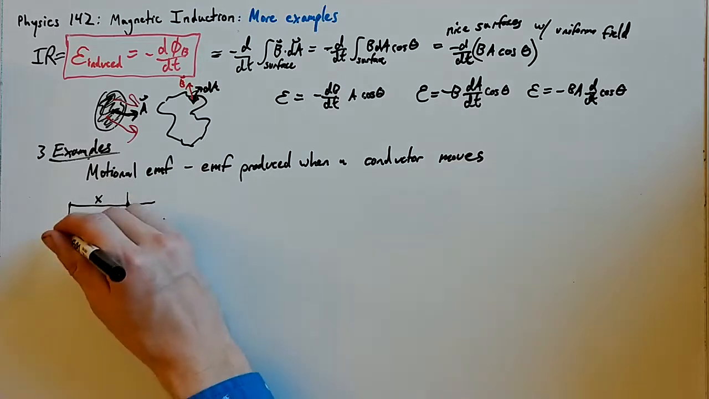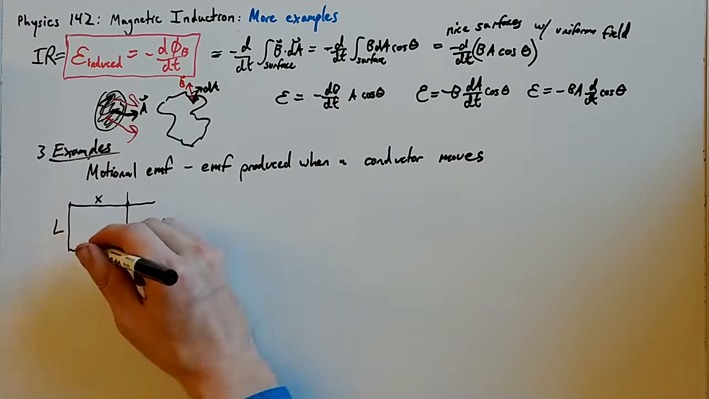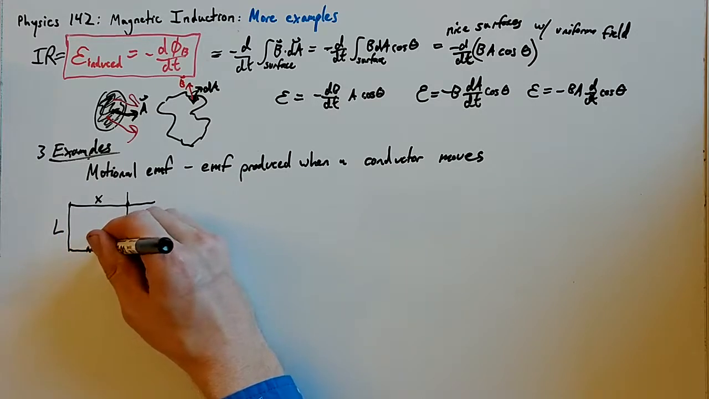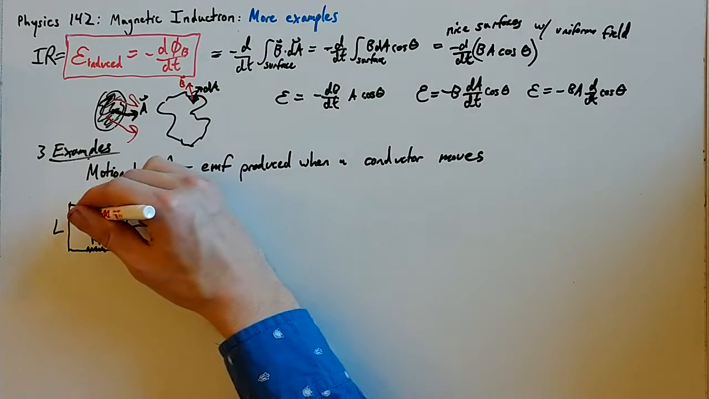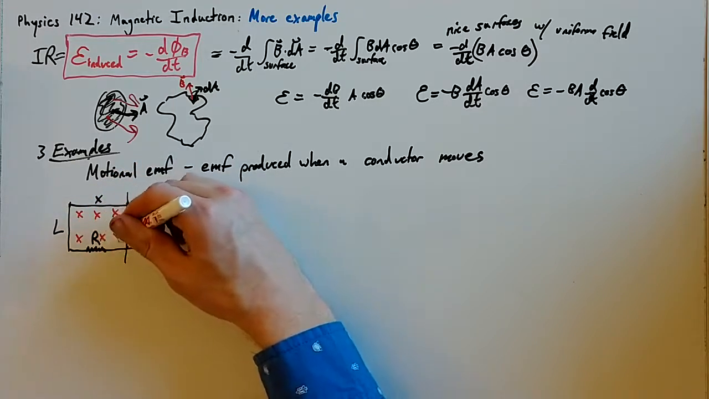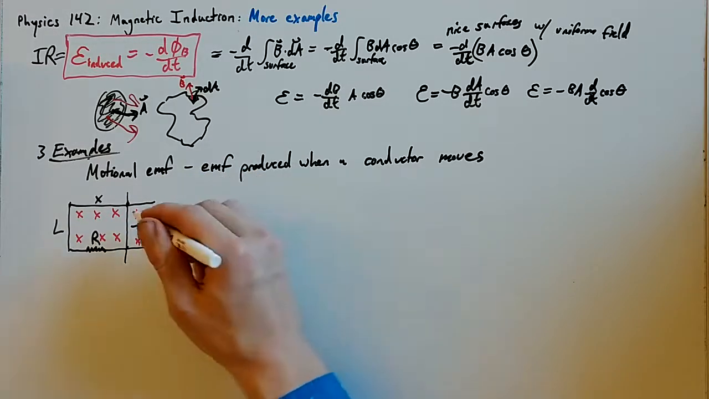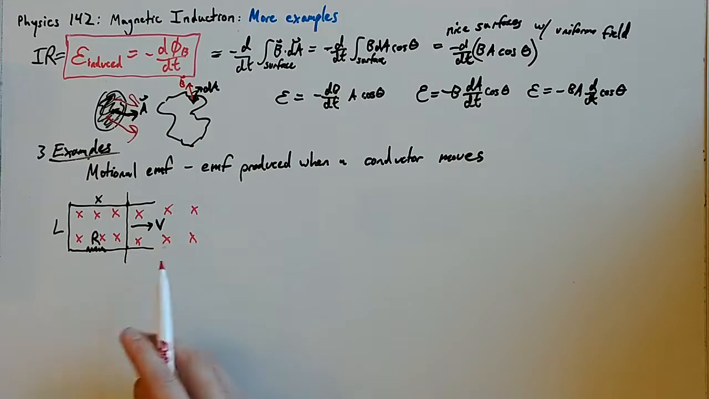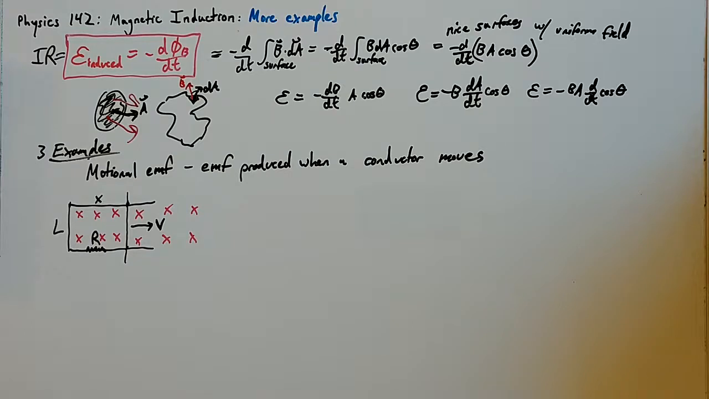And we'll say that this circuit is L high, and maybe I want to put a resistor in the circuit. I can do that, so I'll go ahead and put a resistor in this circuit. We'll give it a resistance R. And then I want to apply a magnetic field, and I'll have my magnetic field go into the page. So here's my magnetic field into the page. And the magnetic field extends quite a ways out here, we'll say. So basically, as I move, I'm going to enclose more and more magnetic field.